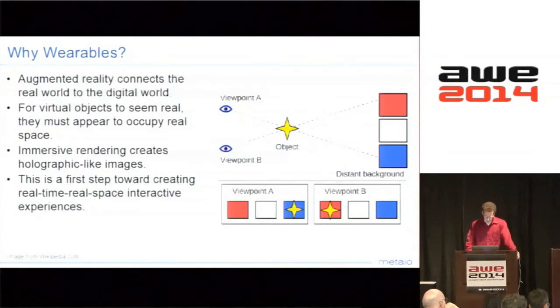So, how do devices like the Epson Moverio BT200, how do they render these 3D graphics?